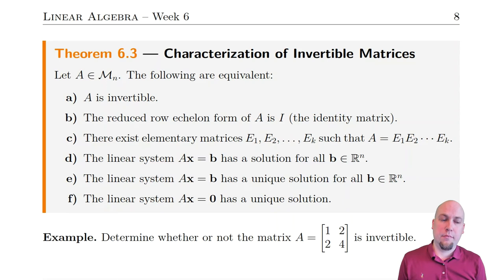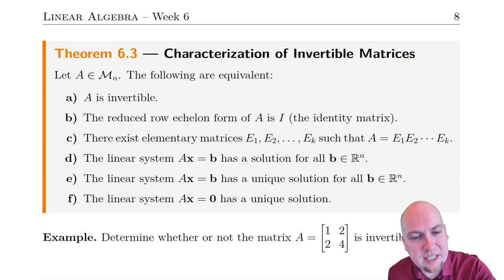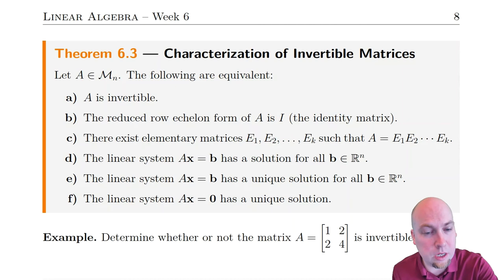Okay, and this last case here, maybe it's worth noting that if this linear system has a unique solution, we actually know right away what that unique solution must be. It must be x equals zero, right? Because that's always a solution of a linear system that has zero on the right-hand side. I could always choose x equals zero.